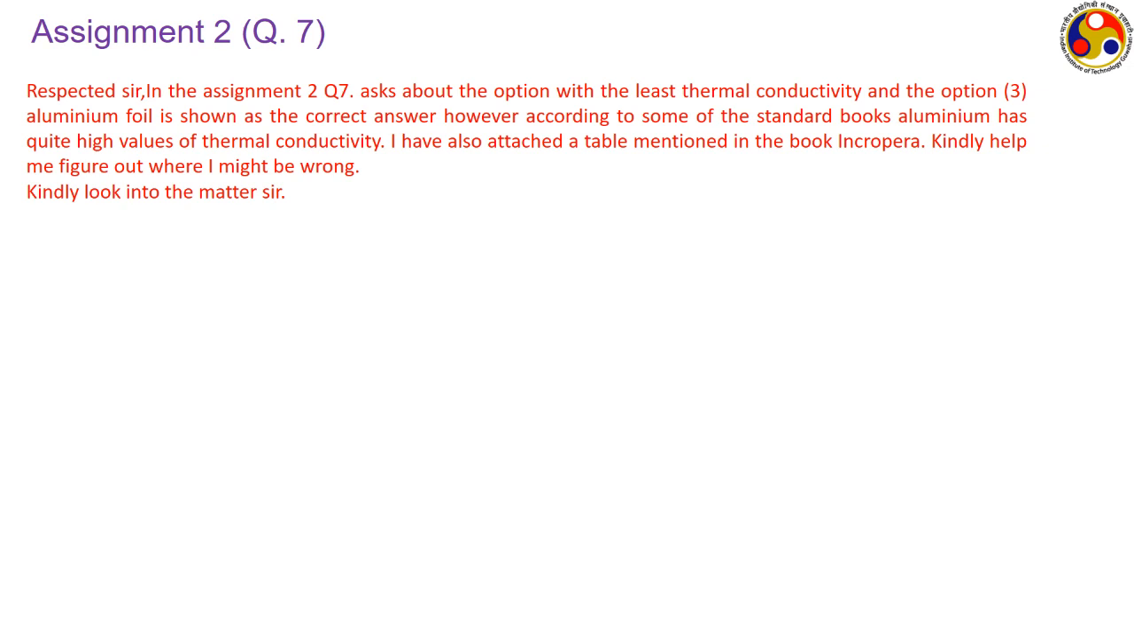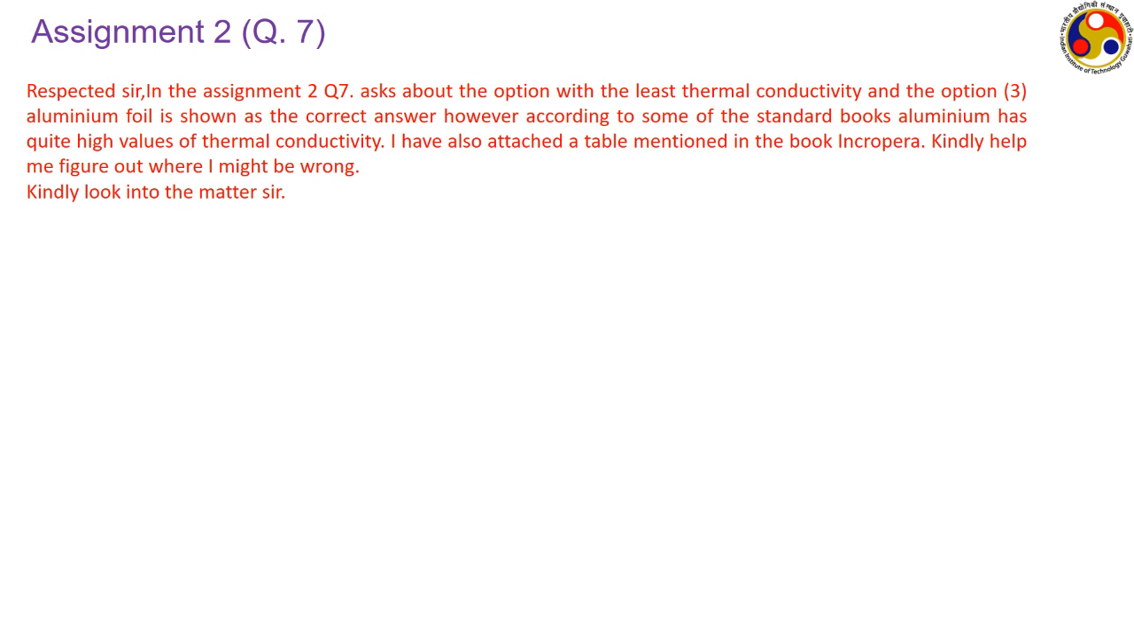Okay, so this is another one related to assignment 2, question number 7. This is one comment that I got. Respected sir, in assignment 2 Q7 asks about the option with the least thermal conductivity, and option 3, aluminum foil, is shown as the correct answer. However, according to some of the standard books, aluminum has quite high values of thermal conductivity. I have also attached a table mentioned in the book Incropera. Kindly help me figure out where I might be wrong. And actually I have found one or two more questions in the same line. That's why I have picked this one up.